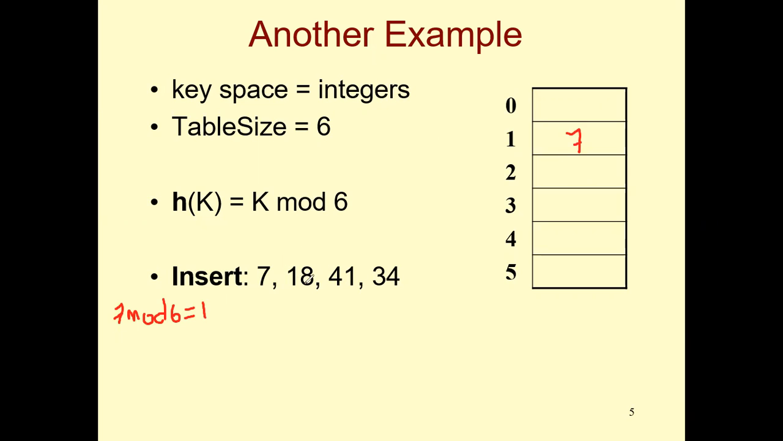The next number is 18. So we're going to say 18 mod 6. 18 mod 6 is, so 6 into 18 goes 3 times, and the remainder is 0. Therefore 18 is going to come here.